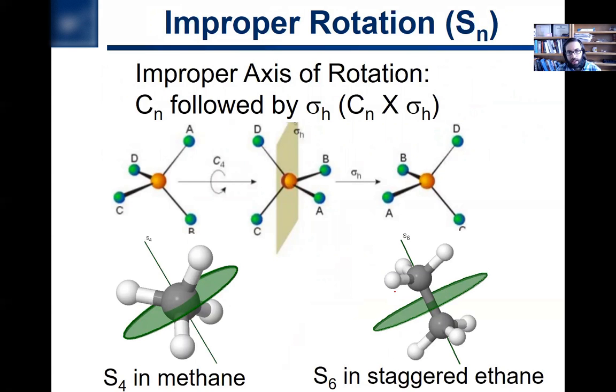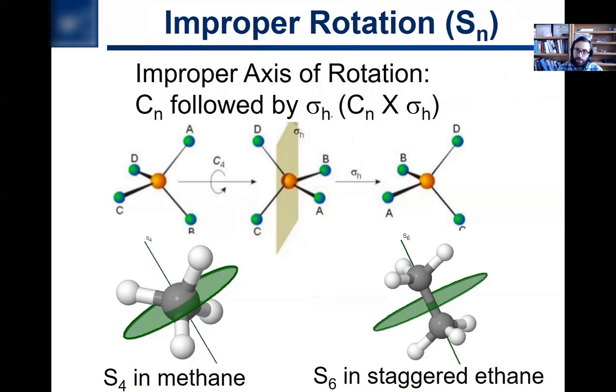Next, symmetry elements. So far we have sigma h's, sigma d's, sigma v's, three different types of mirror planes, and then we have the Cn's, the principal rotation axis. There's another type of rotation, which is a little bit interesting. It's called the improper rotation axis. It's given the symbol Sn, and this is a Cn followed by a sigma h.